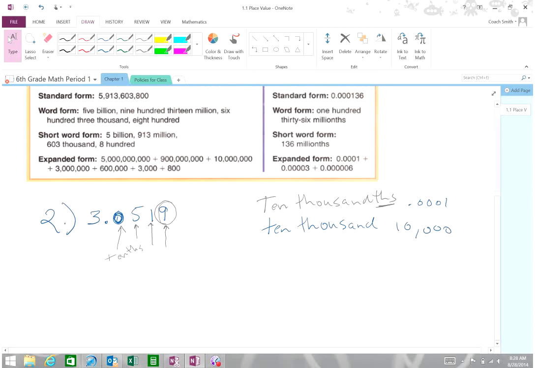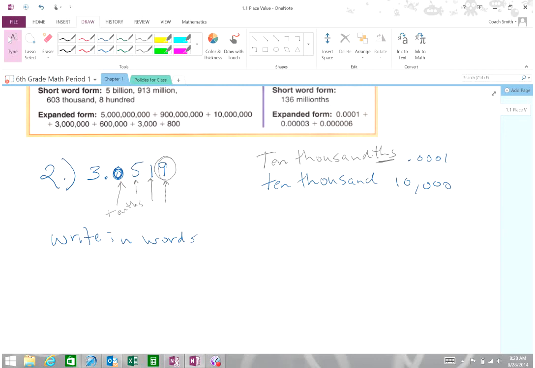Now, to write this number in words, which is one of the things that we're mainly doing today in this assignment, we're going to write the numbers in words. Okay? So we start with the very first digit. What's the very first digit on the left? 3. And what place value is it in? Ones. Yeah.